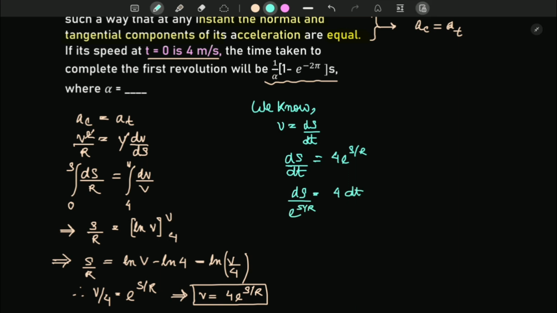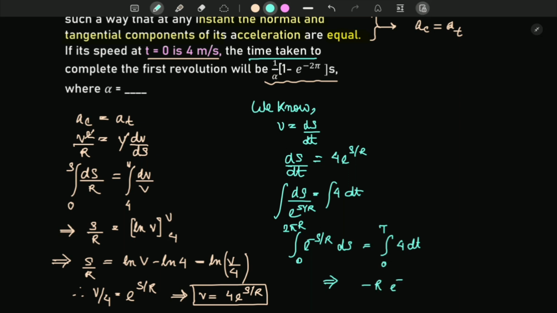Now we need to integrate this. So e to the power minus s by R ds integration. Now we need to place the limits. For complete first revolution, s will be 2 pi R. So 0 to 2 pi R integration. And on the right hand side, integration from 0 to time period T of 4 dt. Now integrating, I will get on the left hand side minus R e to the power minus s by R, and I need to place the limits 0 and 2 pi R.